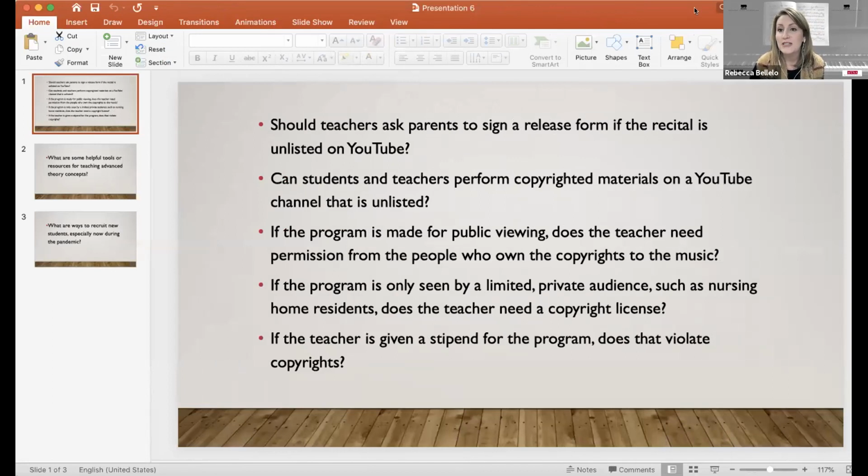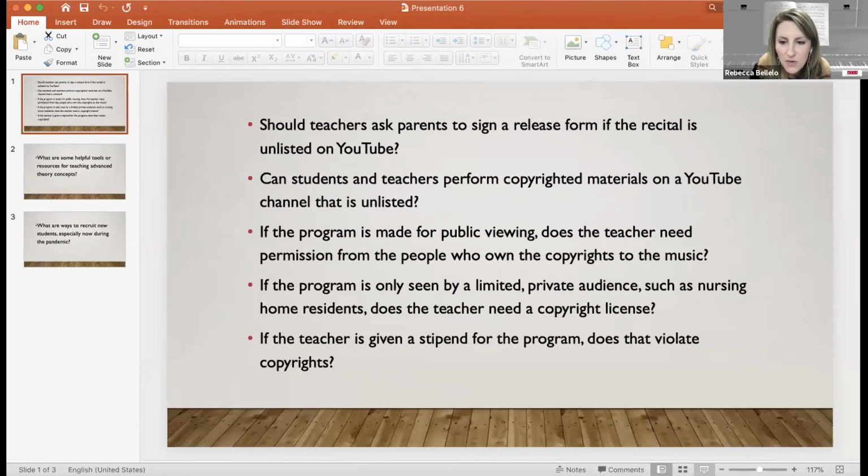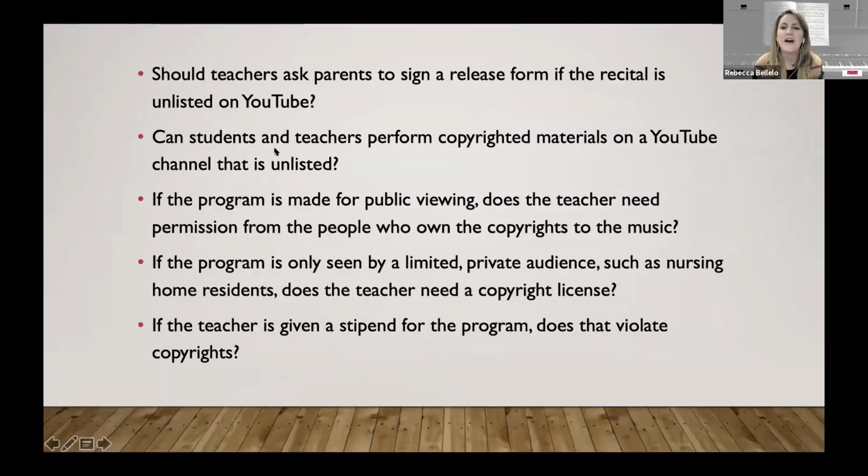The first set of questions that I am going to address deals with copyright issues. Oh, and I need to change it over to, there we go, to that view. So the first set of questions that I will address deals with copyright issues. And this is really important right now as we are doing a lot of our recitals and performances online, recording them, posting them to platforms like YouTube, social media, maybe even your own website. So this is certainly relevant right now for us.